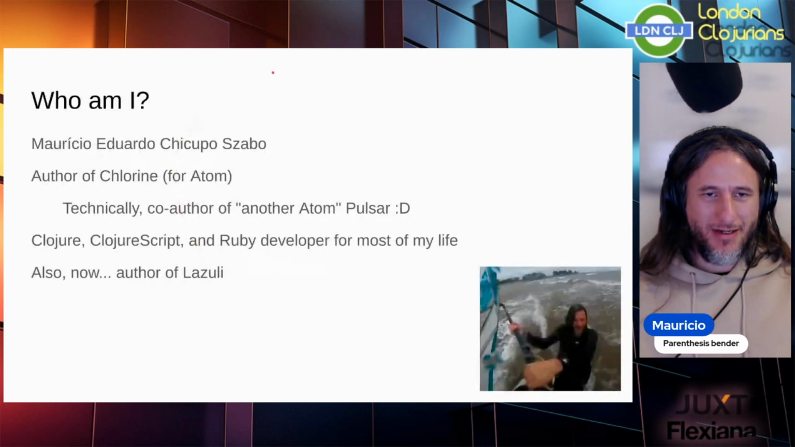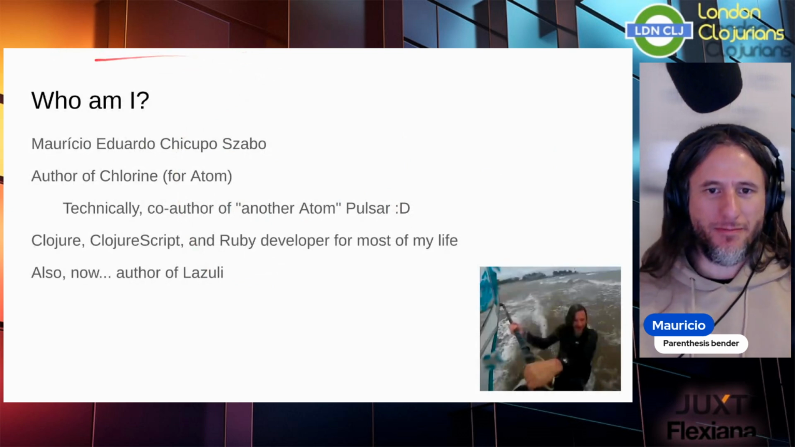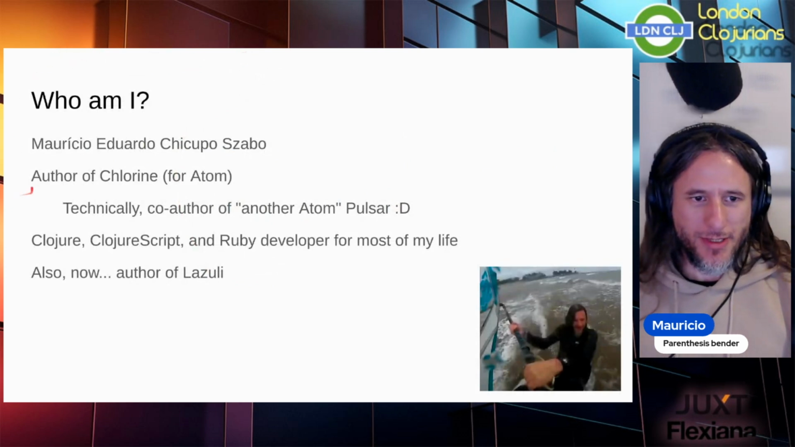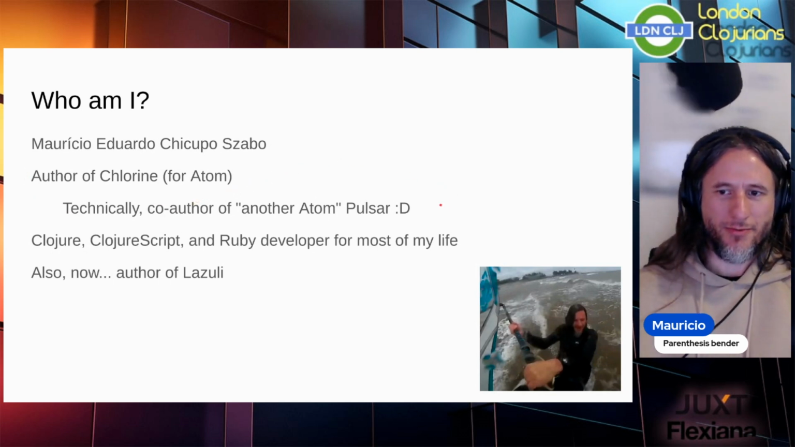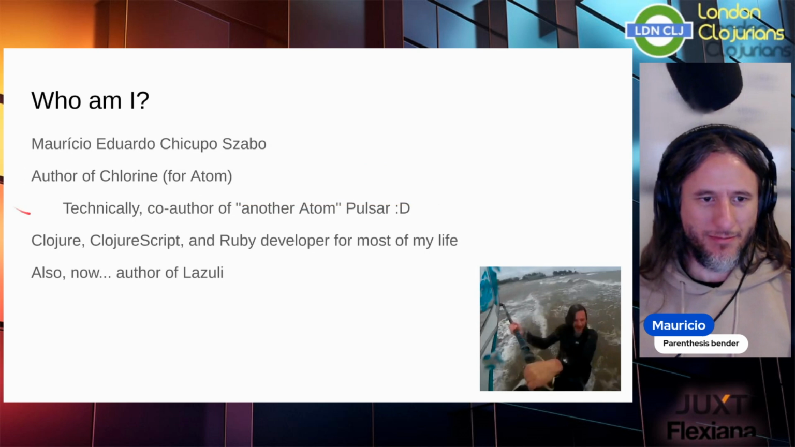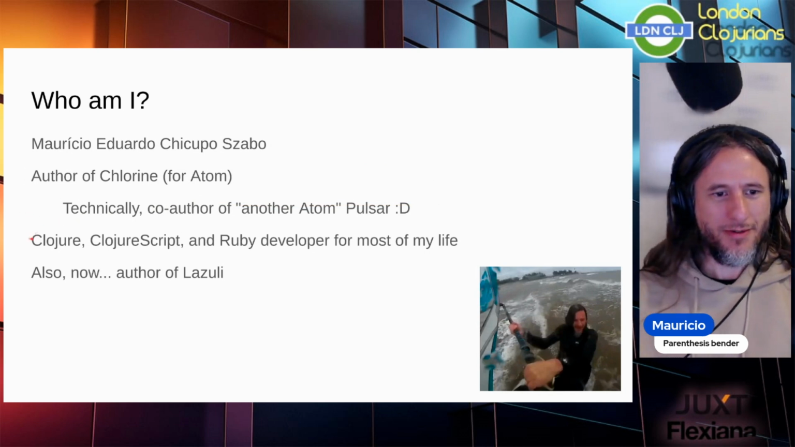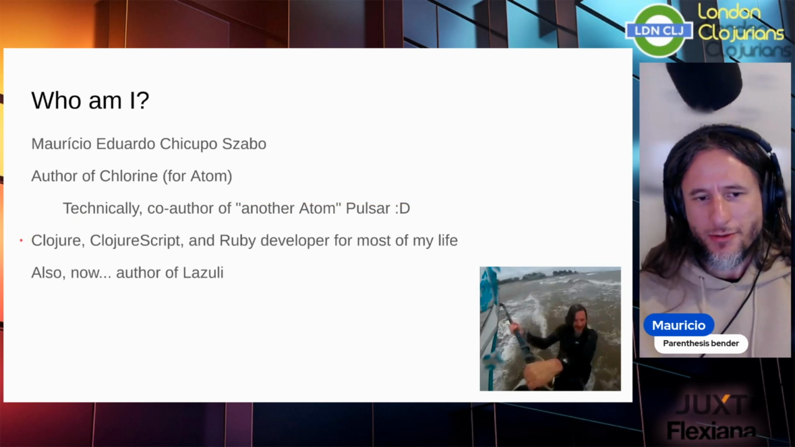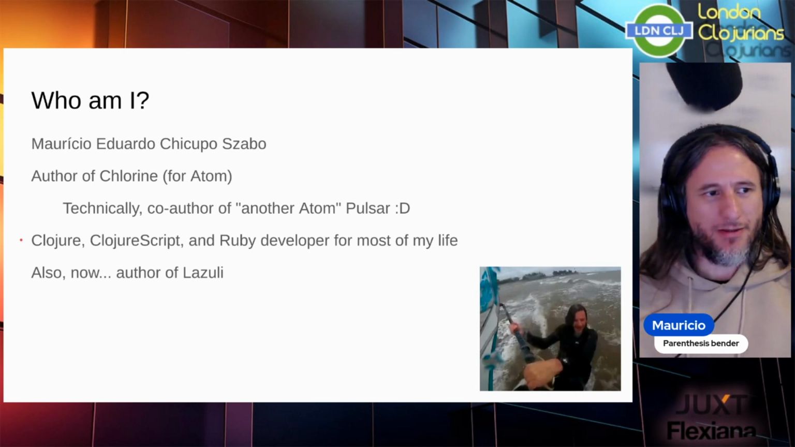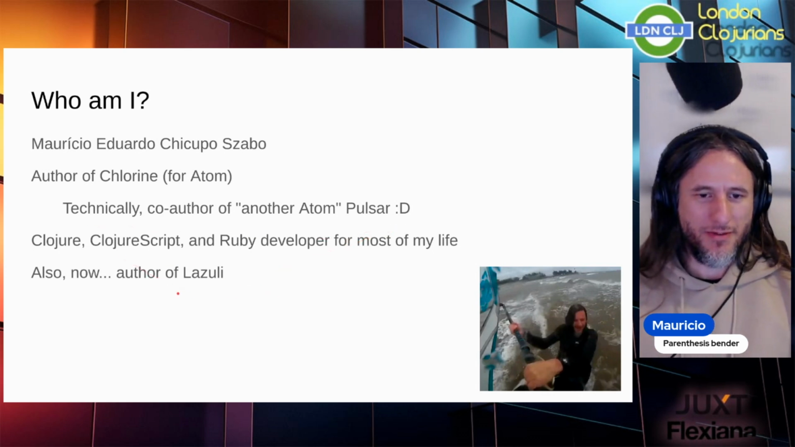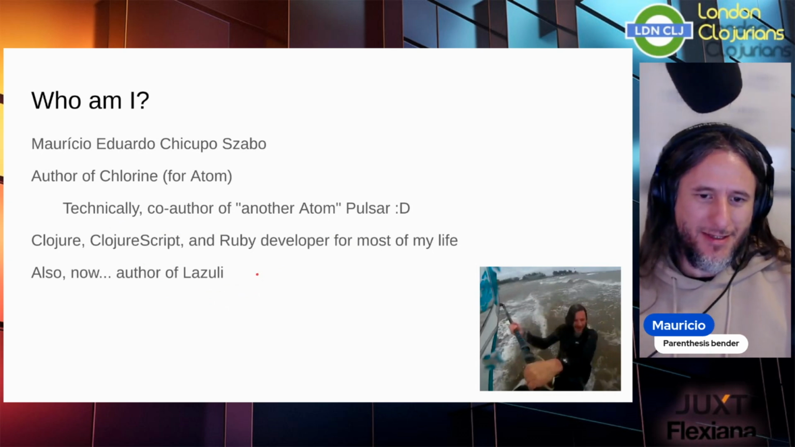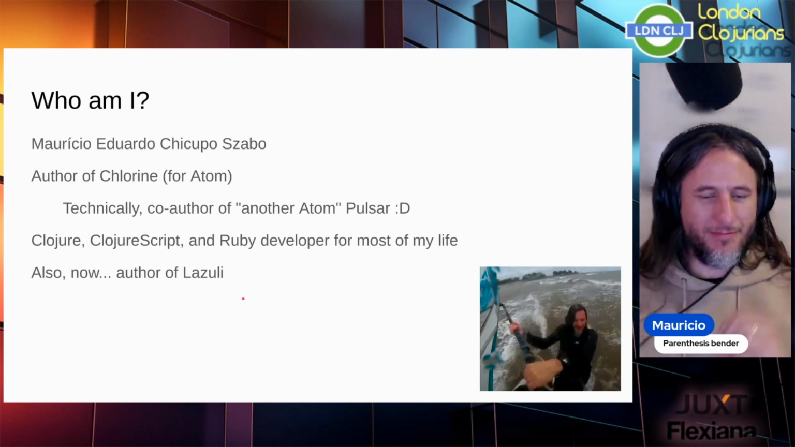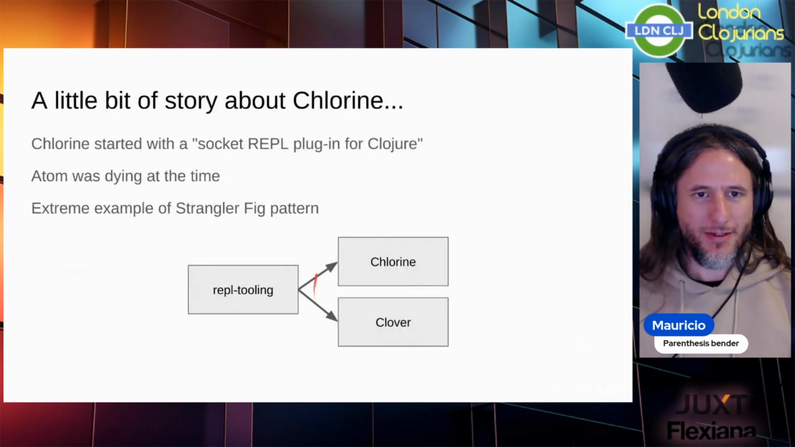Just for completion, I'm Maurício Szabo. I'm the author of Chlorine for Atom and also another Atom fork called Pulsar, that I keep with the community, so I'm kind of a co-author. I've been working with Clojure, ClojureScript, Ruby, a little bit of JavaScript and Python for most of my life. And now I'm the author of this new plugin, Lazuli, which I'm not going to show in all its entirety, but it's the subject of this talk.